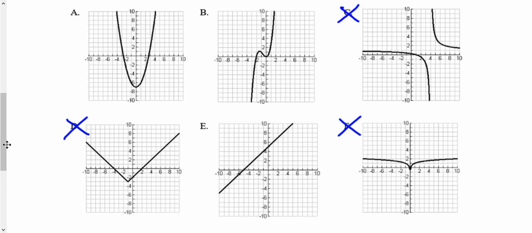So A, B, and E are all examples of polynomials. A and E should make a lot of sense because we have talked about how quadratics and linear functions are both examples of polynomials, so we can spot those hopefully after first semester.